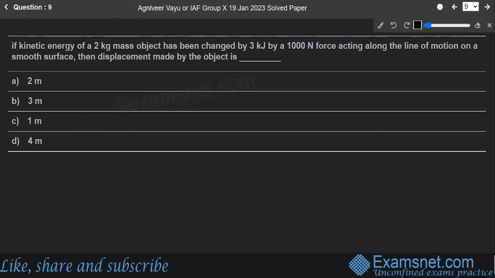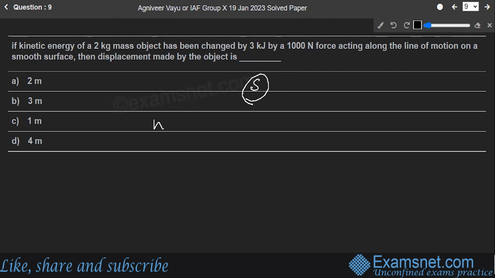Kinetic energy of a 2 kg mass object has been changed by 3 kilojoule by a 1000 Newton force acting along the line of motion on a smooth surface. When the displacement made by the object is... Let's discuss the definition of work first. Work is said to be done by a force when the body is displaced through some distance in the direction of the applied force. Since the body is being displaced in the direction of the force F, work is done by the force in displacing the body through the distance, let's say S.